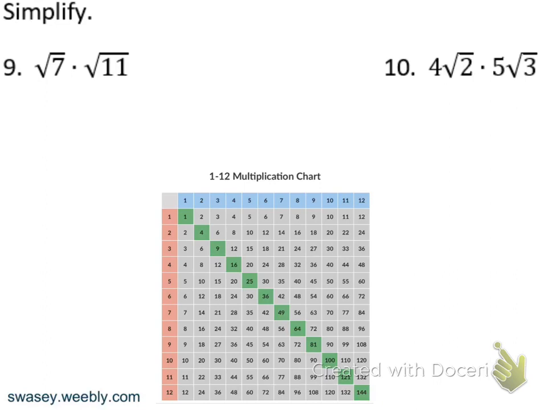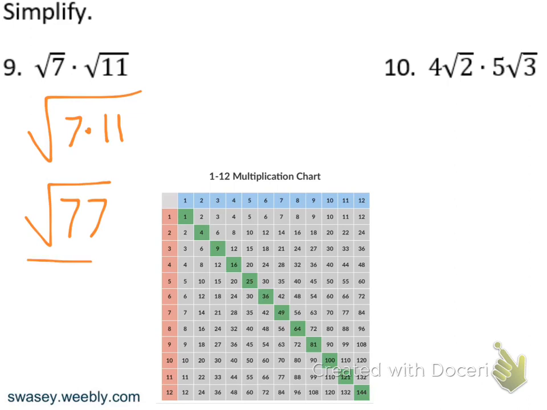Sometimes you'll need to multiply. As long as it's the same index, which we hadn't talked about, the square root has an index of 2. It's the most common root that we use, so we don't typically write the 2, but it is an index of 2. As long as it's the same index, when you multiply them together, you just multiply the numbers underneath the radical, underneath the square root. So 7 times 11 gives us 77. Now, when we think about perfect square factors of 77, we don't have any, so we are done.